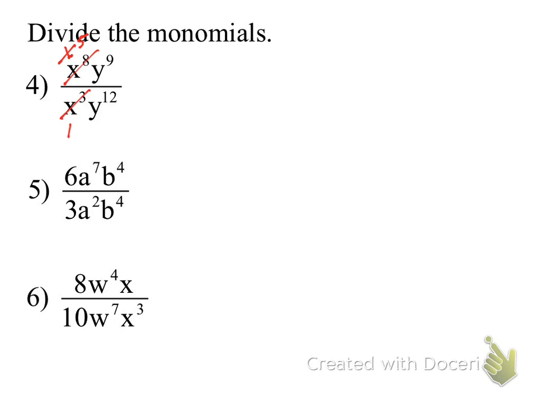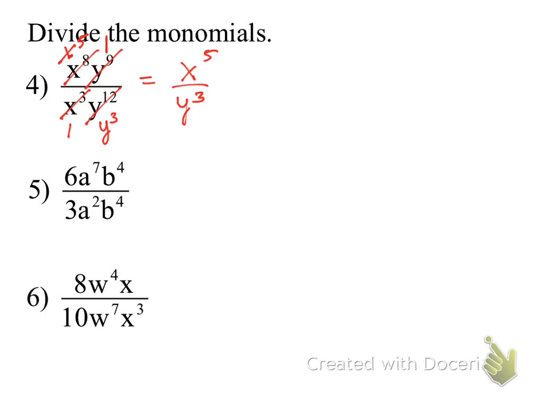9. Don't say 9. Y to the 9th. So when I take out y to the 9th, what's left? Y to the 3rd. No, it's not. In the numerator, 1. And in the denominator, y to the 3rd. Thank you. So my new answer is x to the 5th over y to the 3rd.